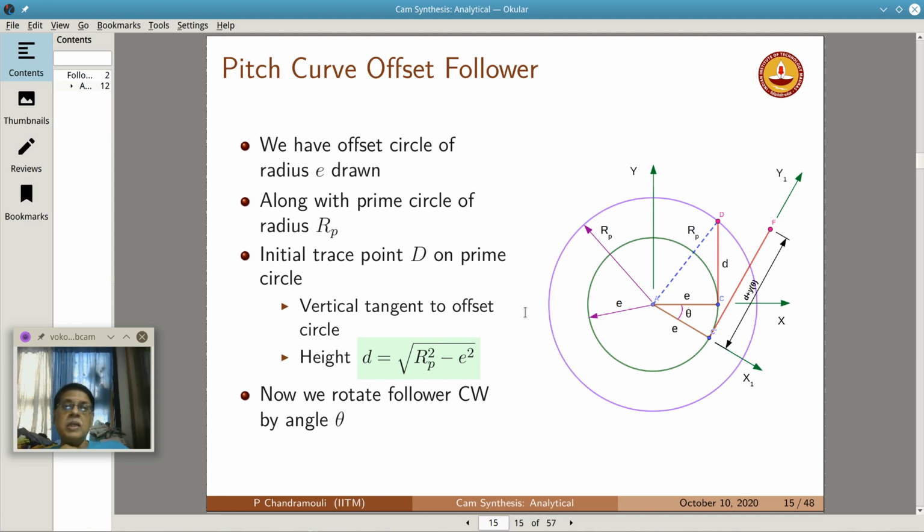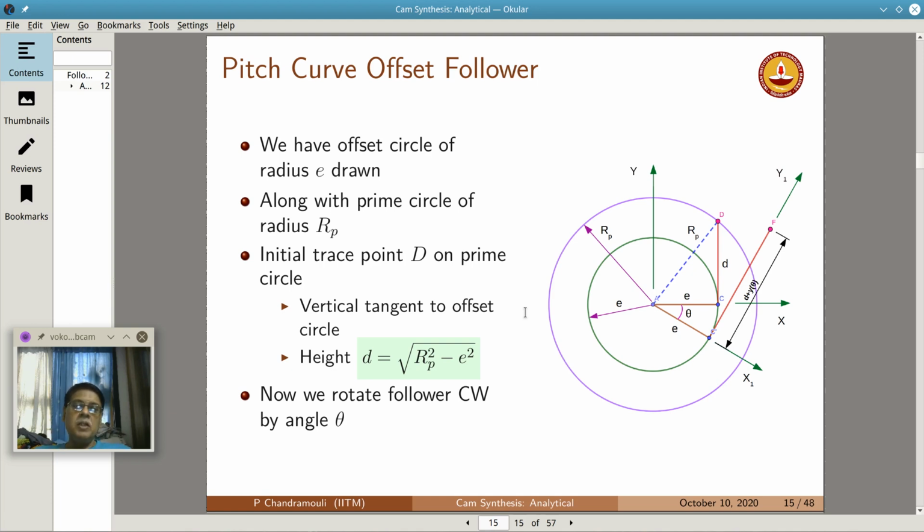So one could straight away derive an offset follower expression and then treat the radial follower as a special case where e is equal to 0. That can be done, but we went through the easier one first so that you get a feel of this, and then of course we derive this. But if you have these equations, you can treat the radial follower as basically a special case of e equal to 0.